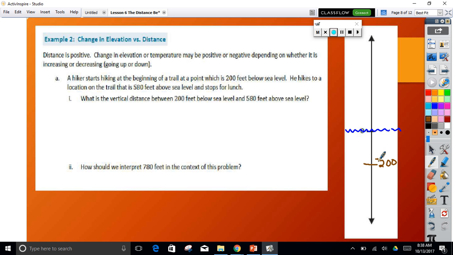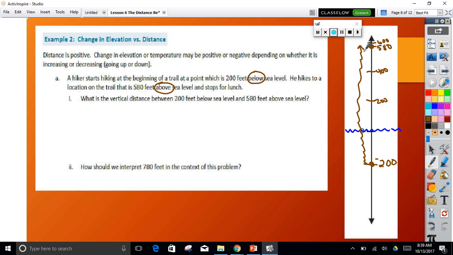He hikes to a location on the trail that is 580 feet above sea level. So these words are important to make sure you don't miss them as you're reading. 580 feet above sea level. So starting at 0, if I put negative 200 there, positive 200 would be about here. Positive 400 maybe would be here. Positive 600 would be up here somewhere. So 580 would probably be like here. So this is the point he went to. He went from negative 200 and he hiked all the way to 580.